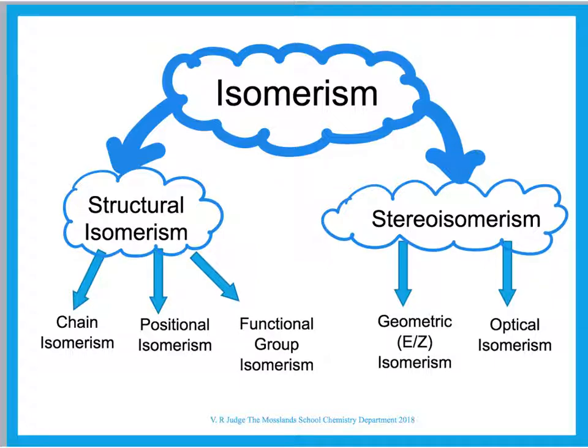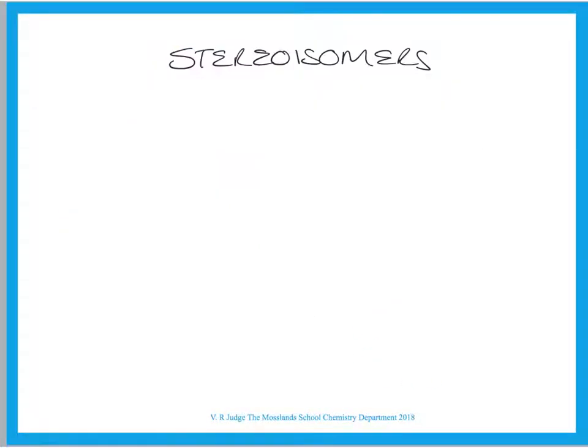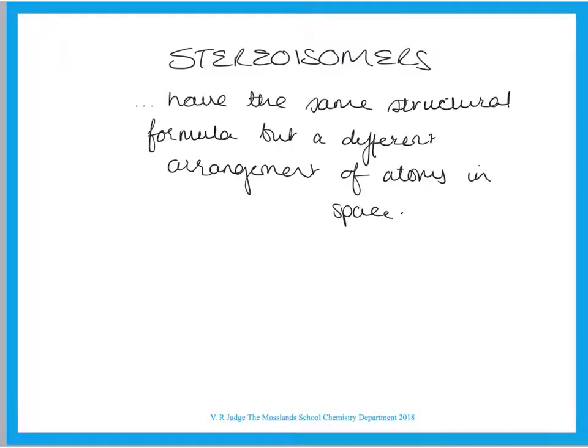Okay, so we're now going to look at stereoisomerism. We're just going to look at this one, geometric isomerism, and as I said, we'll leave that one for next year. So again, you might need to write a definition for stereoisomers, just like you might have needed to write one for structural isomers. So this is your definition. So stereoisomers have the same structural formula, but a different arrangement of atoms in space.